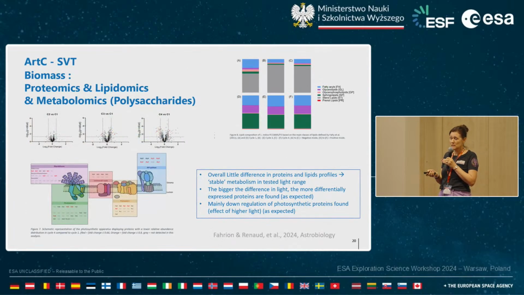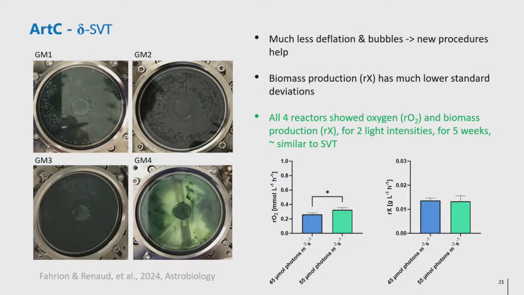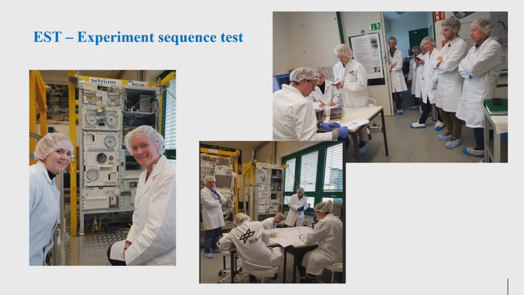We also used these tests to test some of our omics analysis that we prepared on these samples, so that also worked. You can find all this in some of the publications. We did other tests, we call them delta SVTs. We improved, still one was different from the other, so you find solutions to deal with it. Then we do EST tests, experiment sequence tests.